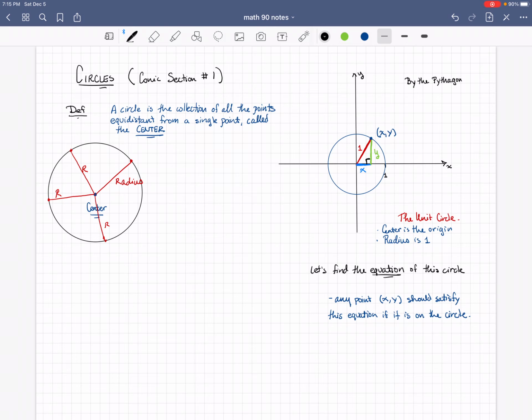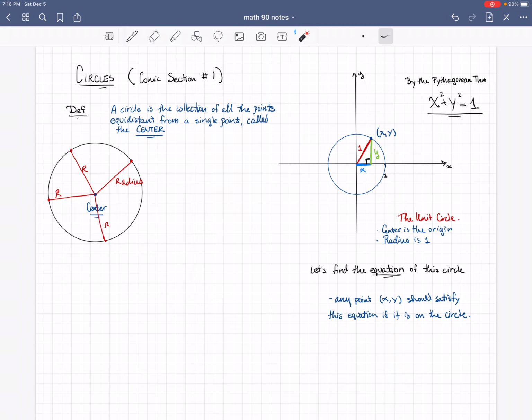what we see here is that x squared plus y squared is equal to 1. So that, my friends, is the equation of the unit circle. The circle whose center is the origin and whose radius is 1.